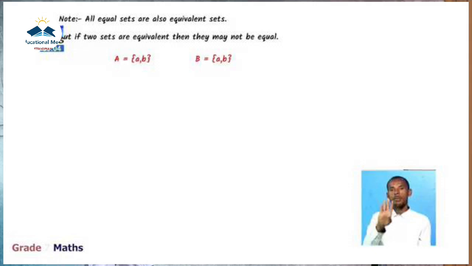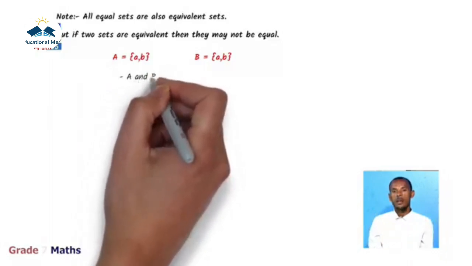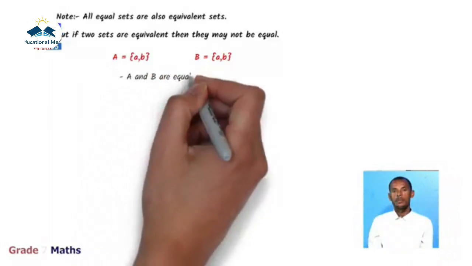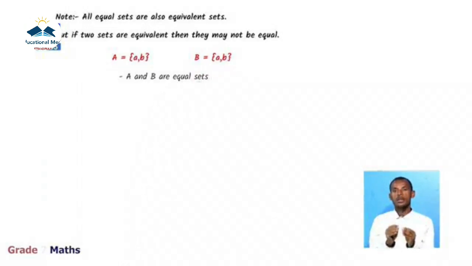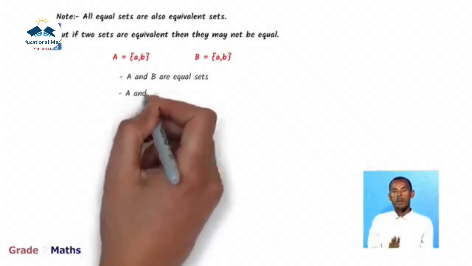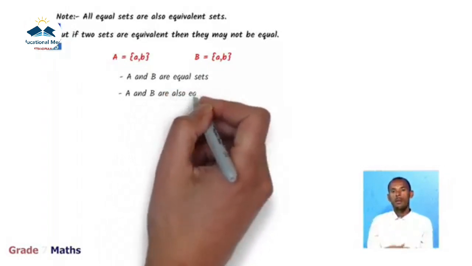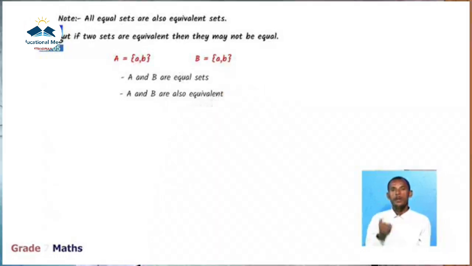So A and B are equal sets. They are also equivalent, since the number of elements here is 2, again here is 2. A and B are also equivalent. If two sets are equal, they always are equivalent.